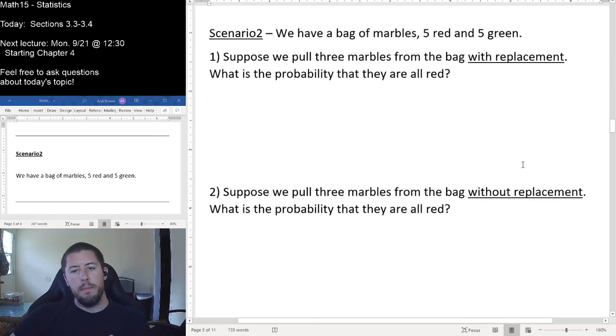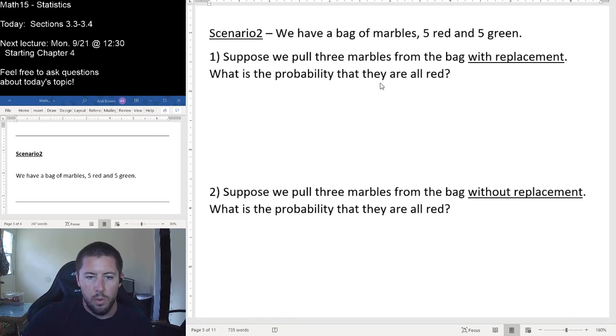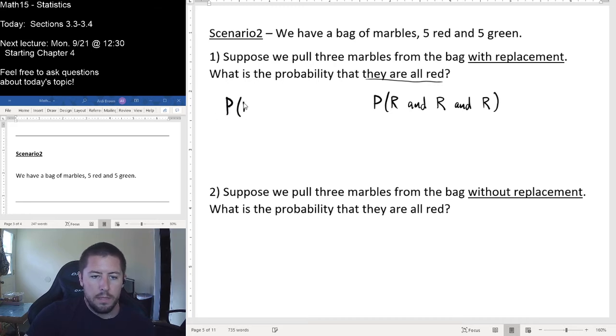So suppose we pull 3 marbles from the bag with replacement. That means that when we say we pull 3 marbles from the bag and we want to know the probability that they are all red, what we're really looking for is the probability of red on the first and red on the second and red on the third. Now, in this scenario I can stop and think about what my one individual scenario looks like. What is the probability of pulling a red marble? Well, it's 5 out of 10, or in this case, we could call it 1/2.